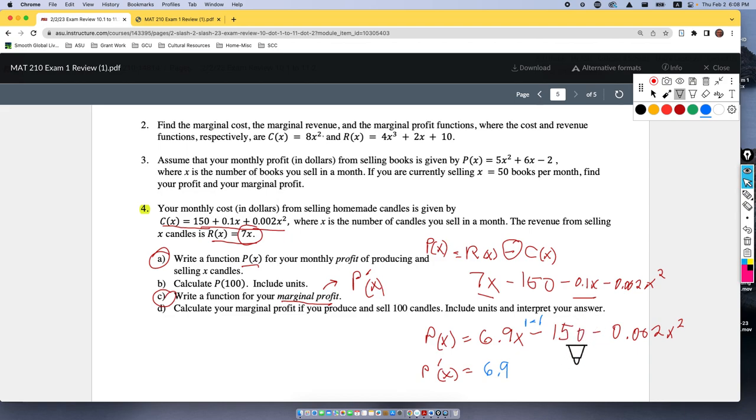What's the derivative of negative 150? 0. It's a constant. I'm going to actually just write that in just to emphasize the differences. Subtract 0 or plus it, whatever you want to do, but just know that the constant is 0. And then the last part, we bring the 2 down and multiply. So it's going to be 0.004, and this is negative. And then we subtract 1 from it. 2 minus 1 is 1.